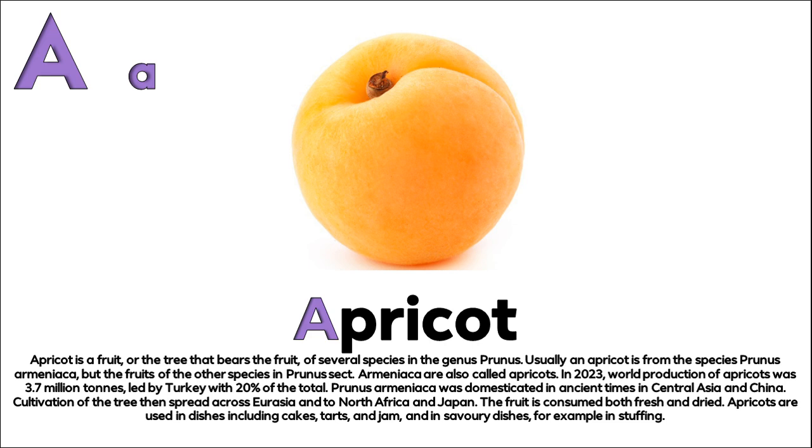Cultivation of the tree then spread across Eurasia and to North Africa and Japan. The fruit is consumed both fresh and dried. Apricots are used in dishes including cakes, tarts, and jam, and in savory dishes, for example in stuffing.